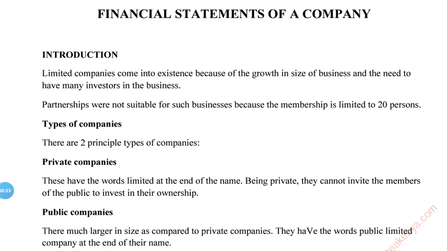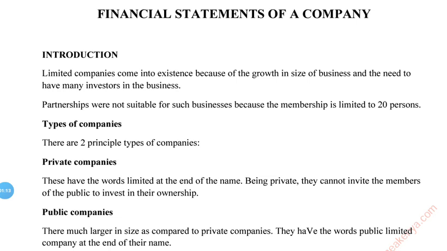So our lesson today is the financial statement of a company, a financial statement prepared by a limited liability company. We have a small introduction: a limited company came into existence because of growth in the size of business and the need to have many investors in the business. Partnerships were not suitable for such businesses because membership is limited to 20 persons.